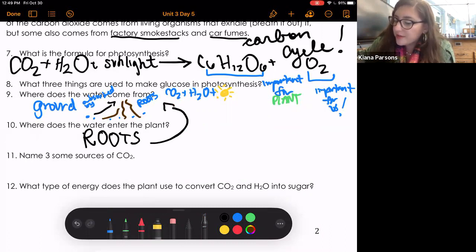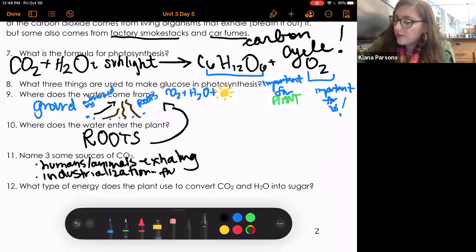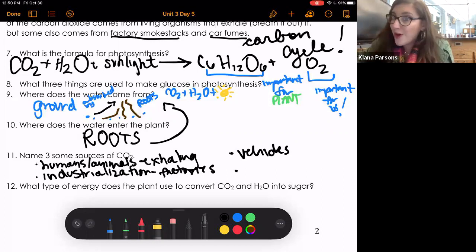Number 11, name 3 sources of CO2. So our exhalation, humans, animals exhaling, industrialization, so factories, so pollution, vehicles, and we'll add another one, industrial farming, or as is often depicted, this is a source more of methane though than CO2, is industrial farming and specifically cow farts. But that's not included in the passage, but that's one of the major sources of greenhouse gases globally.